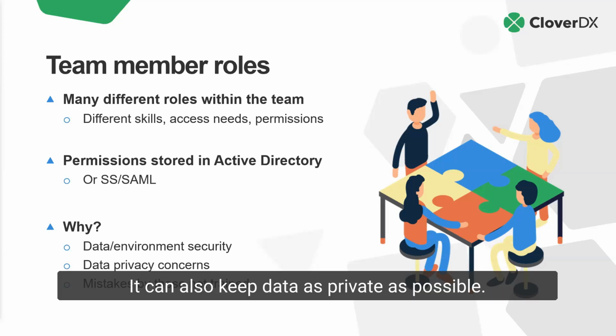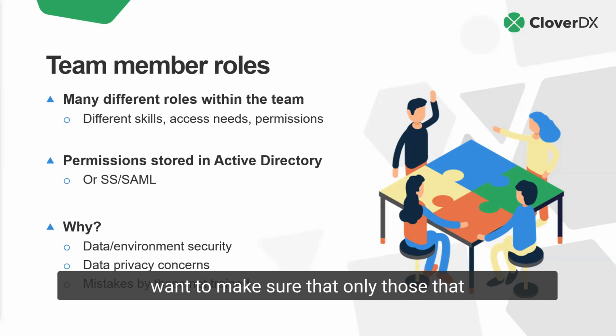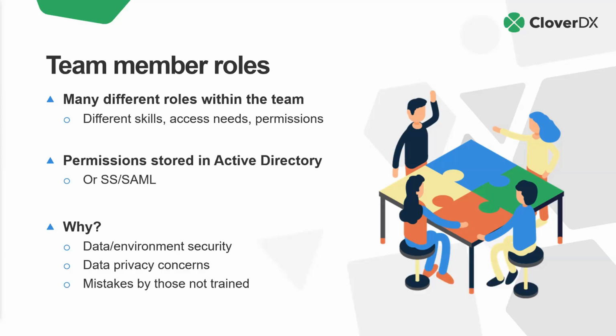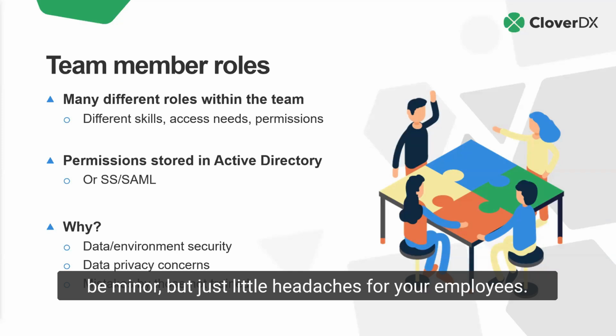It can also keep data as private as possible when you're dealing with personally identifiable information. You want to make sure that only those that absolutely need to see the data can actually see it, and those that might not need to see the data can avoid seeing it. And then finally, it can also just help prevent mistakes. Those mistakes can be costly, or they can even be minor, but just little headaches for your employees.